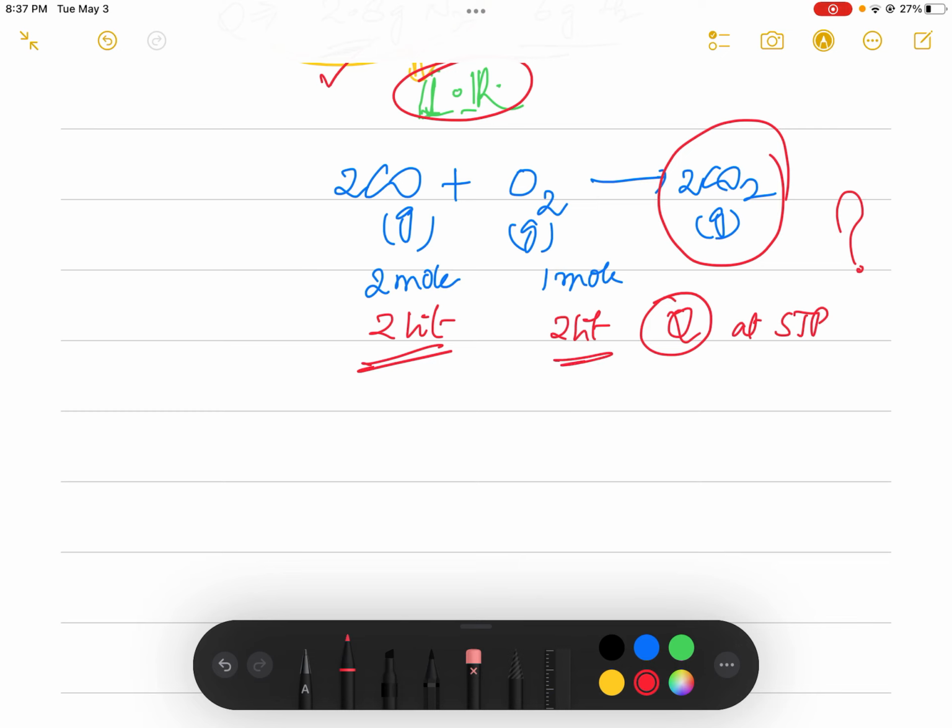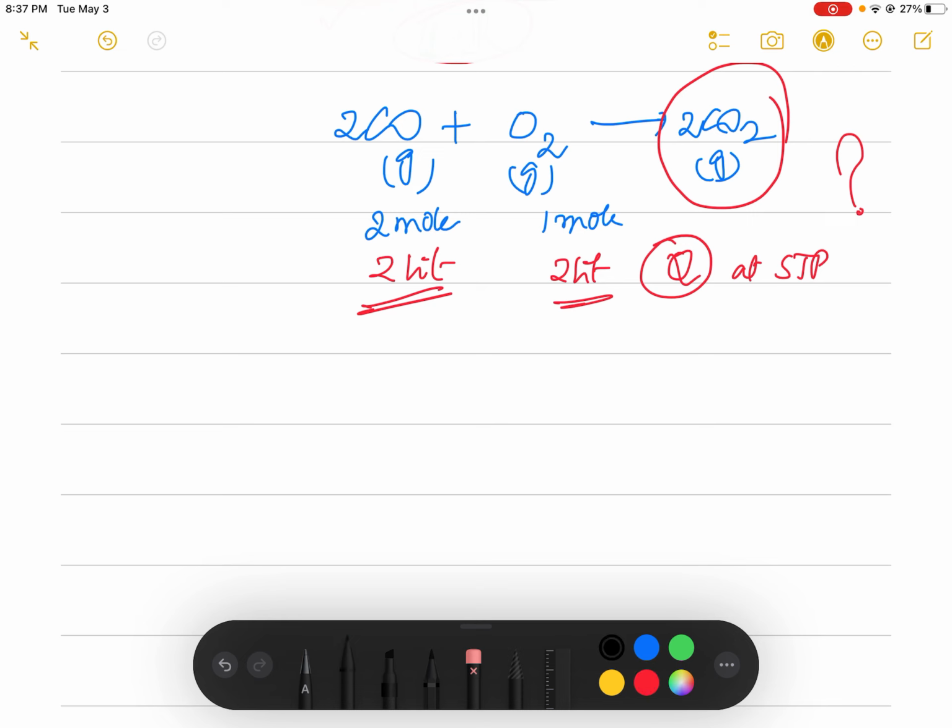2 liters, 2 liters, so it becomes 4 liters? Don't just take that answer directly. Okay, don't get it completely wrong, do it carefully. Here, see, 2 moles is there. 2 moles means 1 mole occupies 22.4 liters, so 2 moles means 2 into 22.4 liters at STP. This is 1 mole. 1 mole means 22.4 liters.